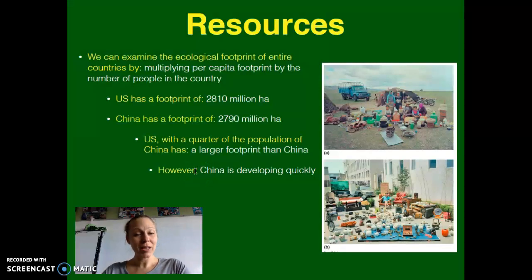However, it does mean that it is going to undergo an increased level of pollution, more consumption, more waste being produced. And so we need to figure out sustainable ways for the entire world to live so that we can make sure that the growing population doesn't have such a drastic or negative effect.